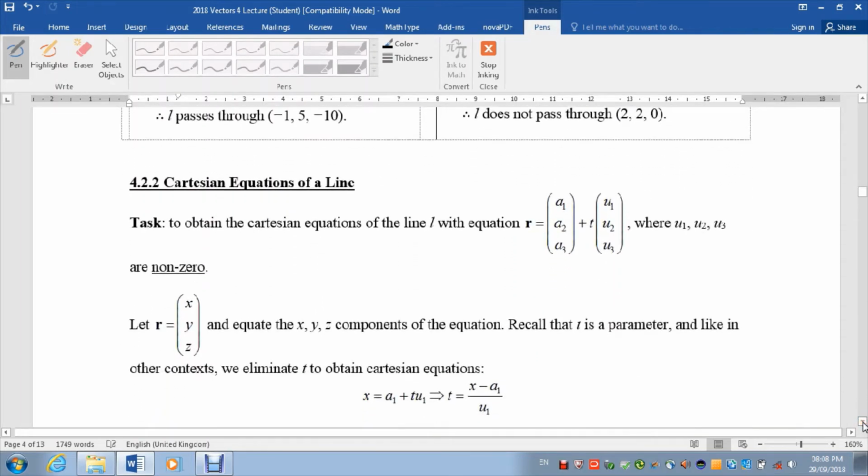And now, apart from knowing how to represent the equation of a line in a vector form, we also need to know how to represent it in a Cartesian form. So we say the Cartesian equation of a line. Now, if you recall, what does Cartesian mean? Cartesian means the equation of the line is just in terms of x, y, z. All right, so we don't want to see a t.